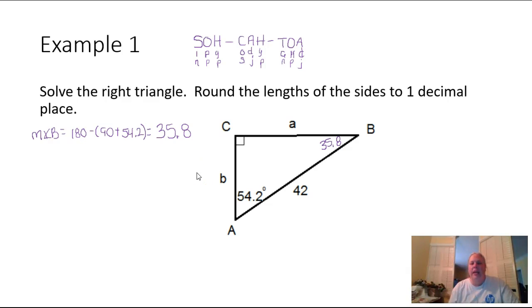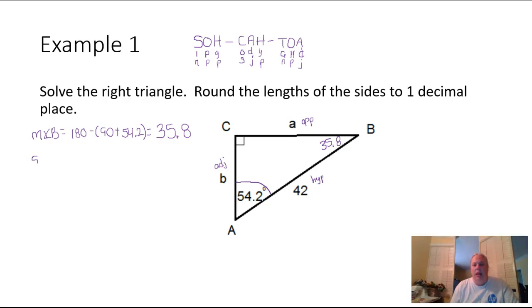So in this case, if we're considering this angle right here, 54.2 degrees, side A is opposite from it, and side B would be adjacent, and the 42 over here would be the hypotenuse. And I'm just going to label these. So if I want to find side A first, which is opposite, the only side that has a measure that I know, this is 42, is the hypotenuse, that means we're going to use the SO part here.